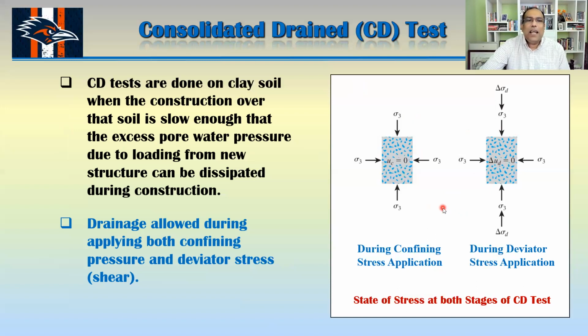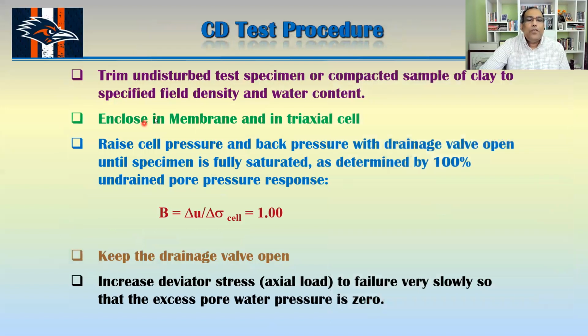Now let's see how we do the CD test. First of all, trim an undisturbed test specimen, or place a compacted sample so that the specified field density and the water content remain the same. If you can get the field soil, that would be the best thing to run that test. Now enclose this one with a plastic membrane, and then put it in the triaxial cell.